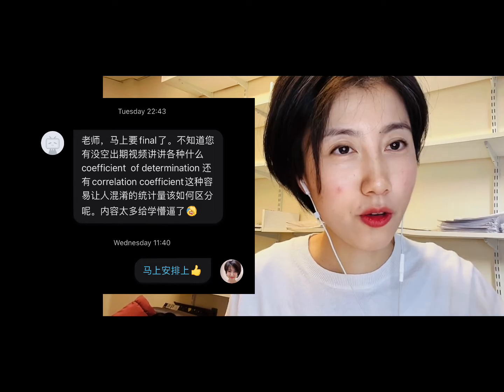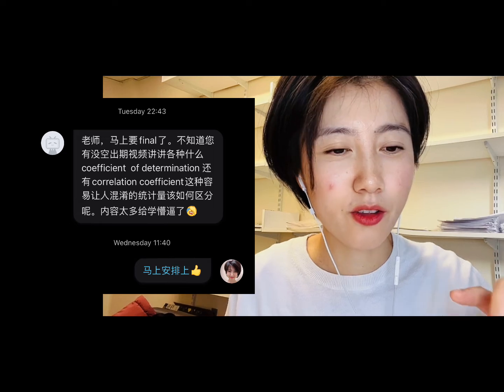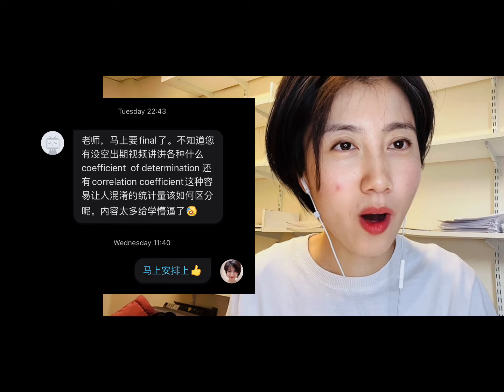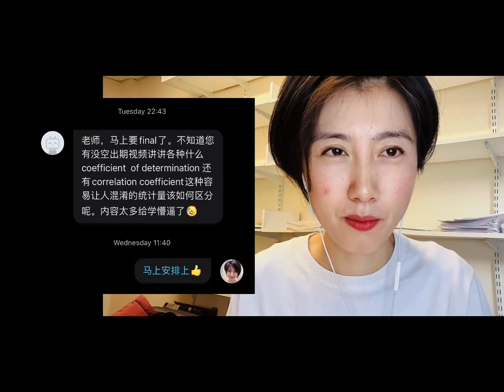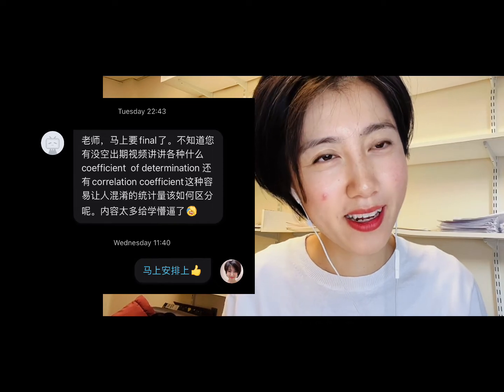One is R squared, the other is Pearson's R, the correlation coefficient, and the third one is the regression coefficient, which is B1. Hope this can help you better prepare for your final exam. So without further ado, let's get into the video.